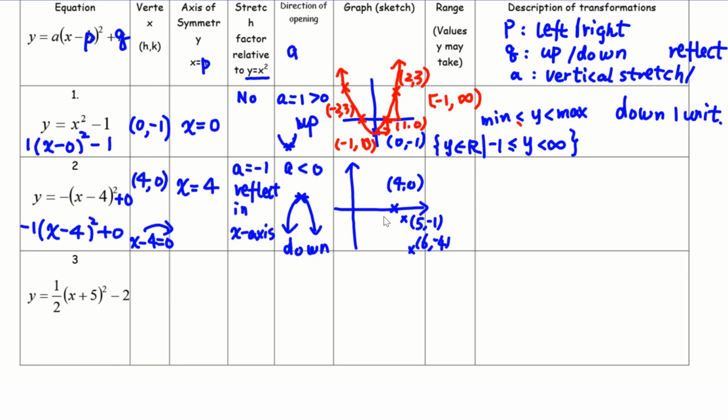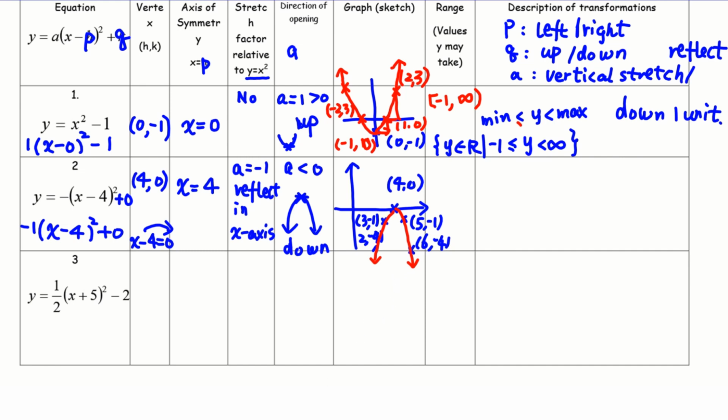Then for this point, left 1, down 1: left 1 from 4 is 3, down 1 is negative 1. And from 3, left 1 will be 2, and down 3 will be negative 4. So it will be here. You have the 5 points, and we can connect them and you are able to graph it. So sketch it with 5 points.